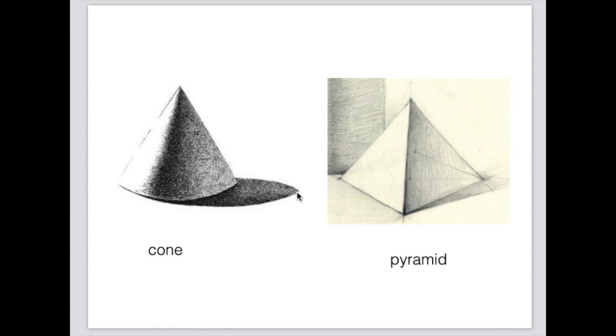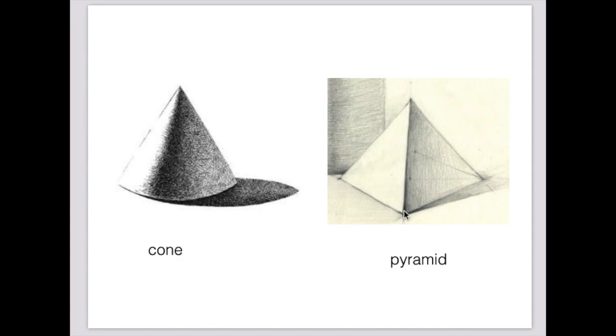If we follow the angle of the light source from the top of the cone to the surface, that's how we can find the end of our cast shadow. The shape of the cast shadow is going to follow the shape of the object. So the base of this cone is a circle, so in perspective it's an ellipse, right? So the shape of the cast shadow here is going to follow that. You can observe all this. You can set up a cone, put a light on it, see what it looks like.